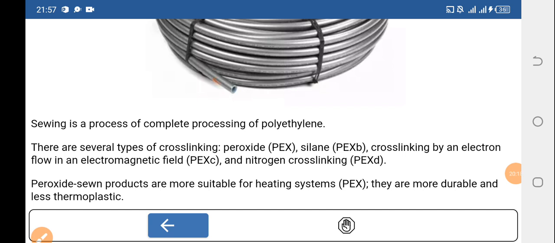Then crosslinks by electrons flow in an electromagnetic field, PEX C, and also nitrogen crosslink, PEX D. So these are classes, or types. We have peroxide, which is just PEX. Then we have silane, which is PEX B. And we have crosslink by electrons flow in an electromagnetic field, which is PEX C, and also nitrogen crosslink, which is PEX D.